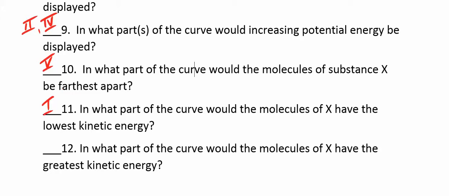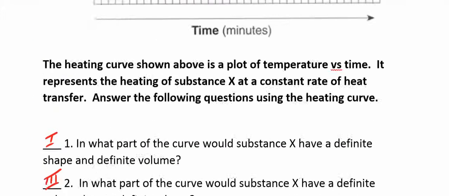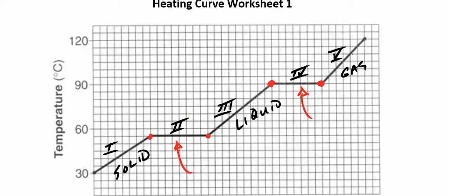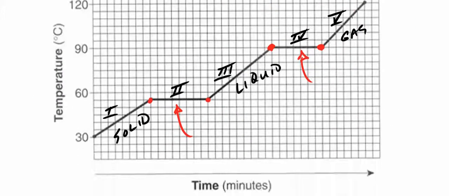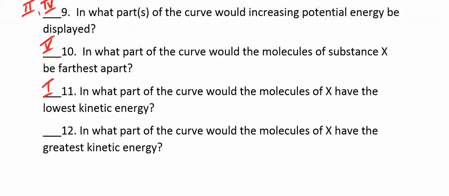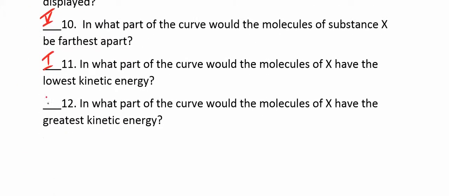And number 12, in what part of the curve would the molecules of X have the greatest kinetic energy? That's going to happen in the gaseous phase. So we'll look for the gas. It's Roman numeral 5, and we'll put Roman numeral 5 for number 12. And we are done with this particular worksheet.